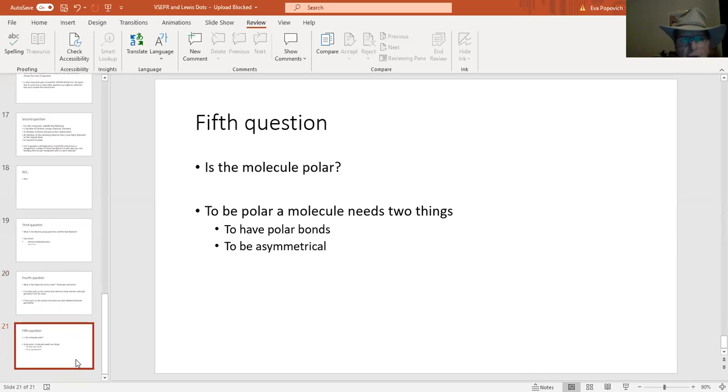Now, the last question, is the molecule polar? To be polar, a molecule needs 2 things. 1, to have polar bonds. In other words, there has to be a significant difference in the electronegativities. I believe the range is from 0.5 to 2.0. So if there's a difference in electronegativity, then you have a polar bond. The next thing to be polar, the entire molecule has to be asymmetrical.